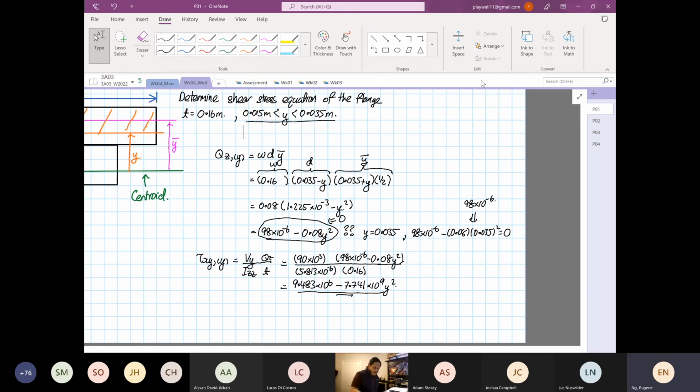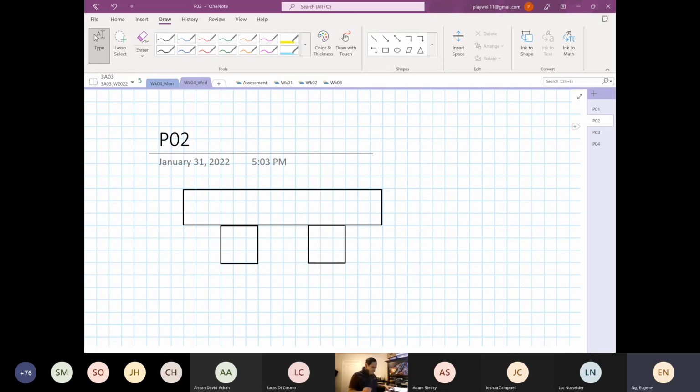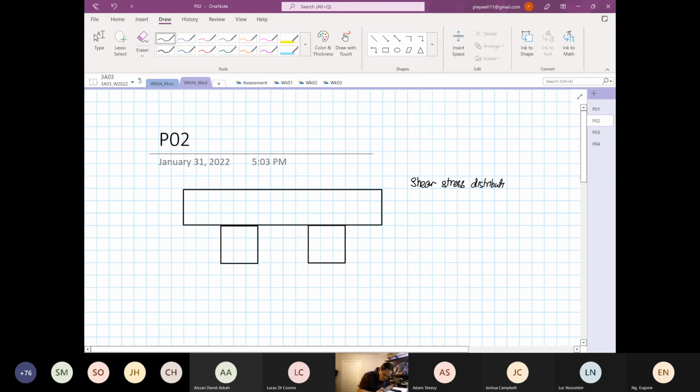Now the next part is we are going to find the shear stress distribution in the web. And why do we choose the web only? Because the thickness now is equal to 0.02 meters. That's the thickness, and then we have left and right. So where we are interested now is in the web section.